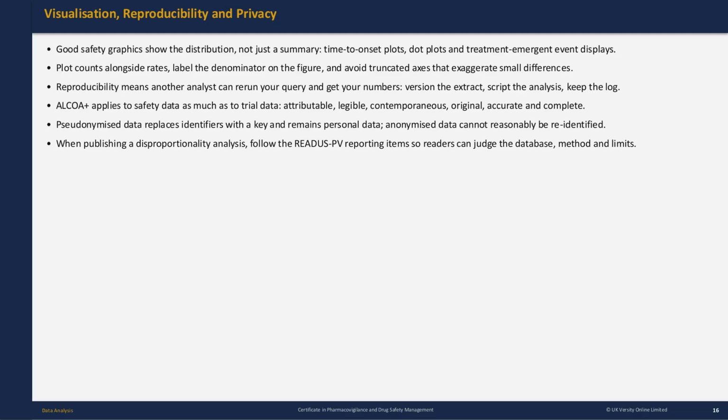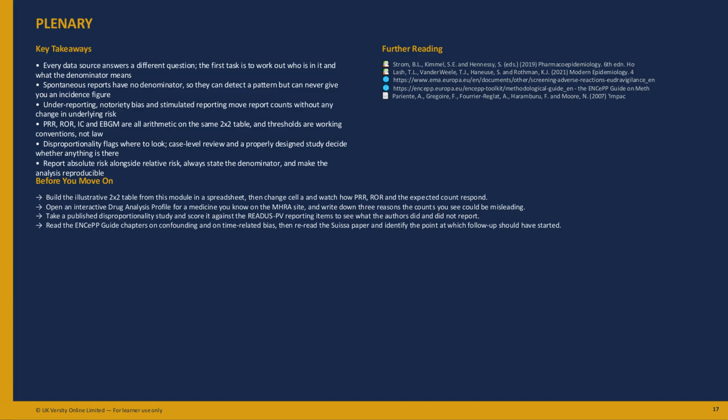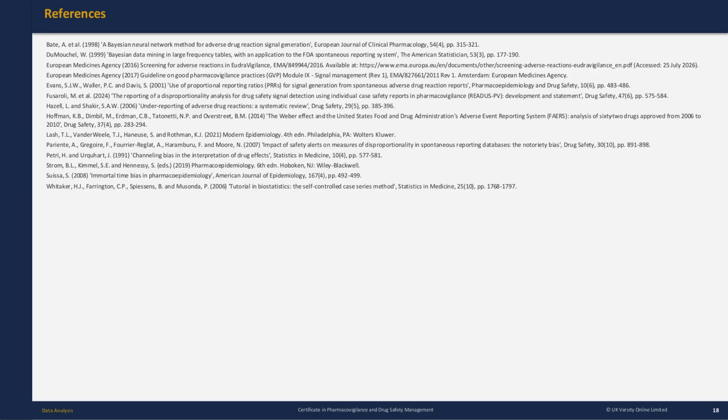ALCOA Plus applies to safety data as much as to trial data: attributable, legible, contemporaneous, original, accurate, and complete. That completes this module. The key takeaways and suggested further reading are summarized on the slide. The full references for this module are listed on the slide for your further reading.